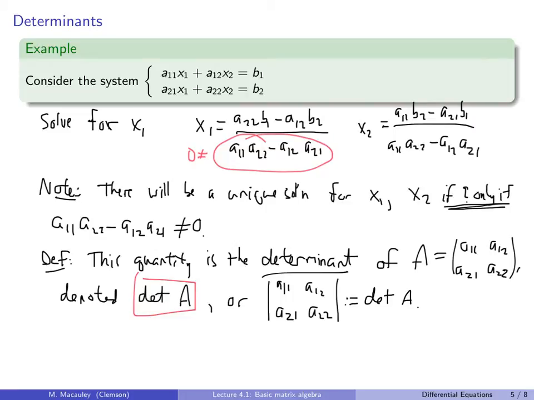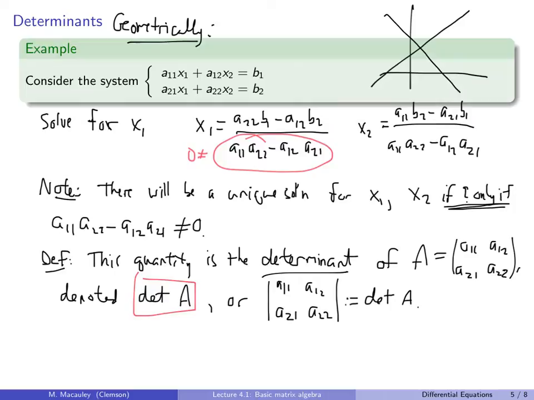So this, of course, has a geometric interpretation. So geometrically, let me sketch this. I'll let you verify this on your own, but these two equations, this is just basic algebra. So if this is x1, this is x2, then this is equation 1 and this is equation 2.